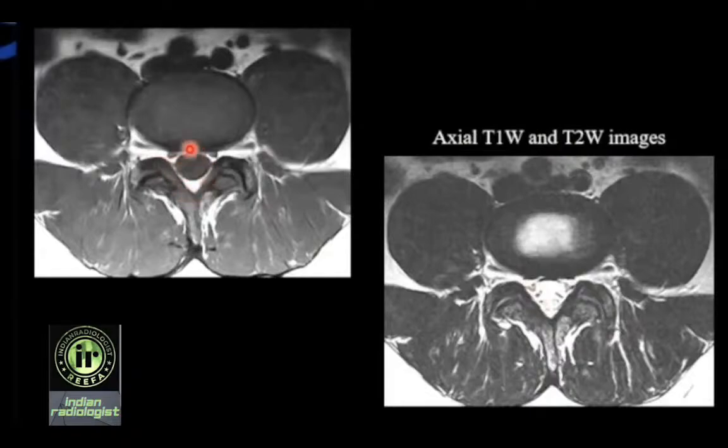This is the thecal sac, psoas muscles. These are erector spinae and quadratus lumborum muscles. This is the traversing nerve root. So at L4-5 this level you have L5 as the traversing nerve root and L4 as the exiting nerve root.